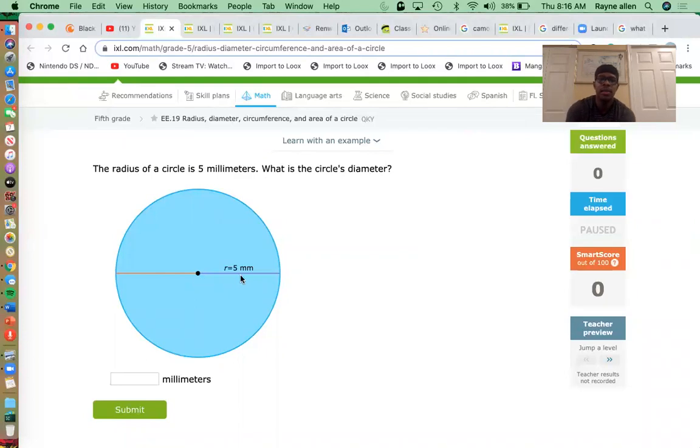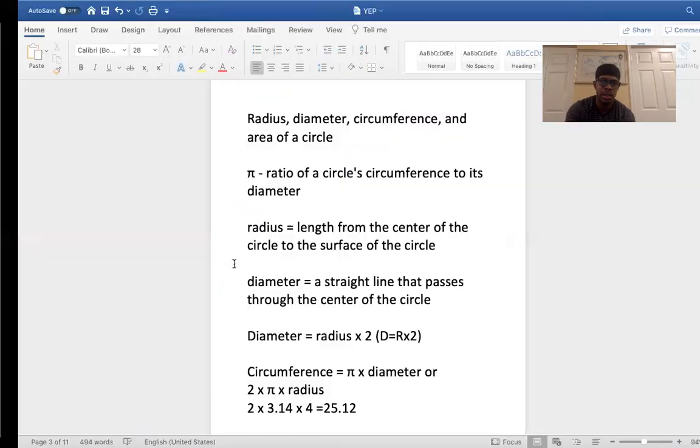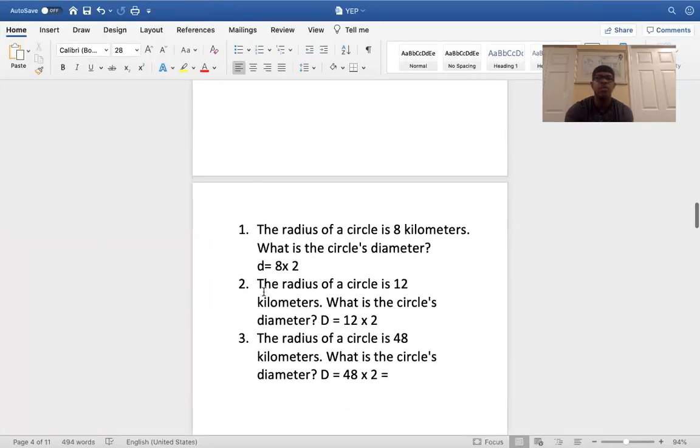It would be 10 because we know that it's going to be the radius, which is 5, plus the radius, which is 5. So it would be 10. So the diameter is always 2 times the radius, or the radius plus the radius. So let's do an example here. Let's say the radius of a circle is 8 kilometers. So we know that from the center to the surface is 8. That's 8. And then we know from the center to the surface on the other side it's also 8. So it'll be 8 times 2, or 8 plus 8, which is 16.